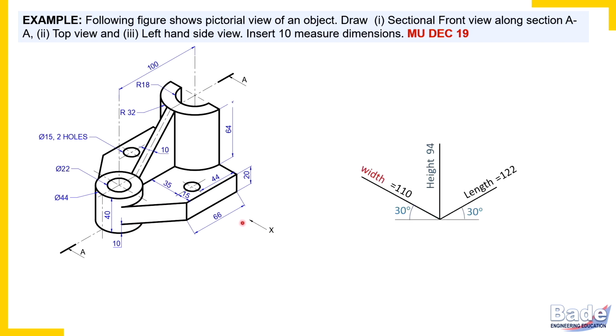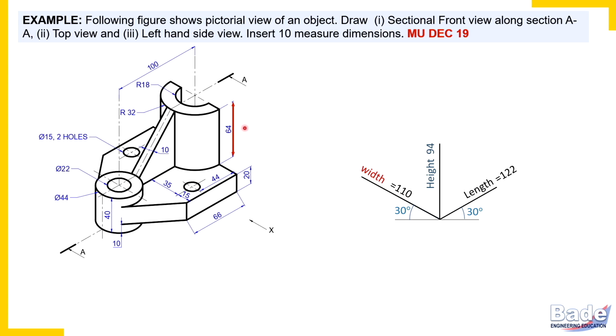Now as usual, first we'll have to check the overall dimensions. Length is 122. How come? Let's check. The extreme left end is a curved edge. What is the radius of the curved edge? The diameter of that circle is given as 44, so the radius is 22. So with 22, we are identifying the length of the object. Parallel to the length axis, check all dimensions. So it is 22 plus 100, from the extreme left end to the extreme right end, the length is 122.